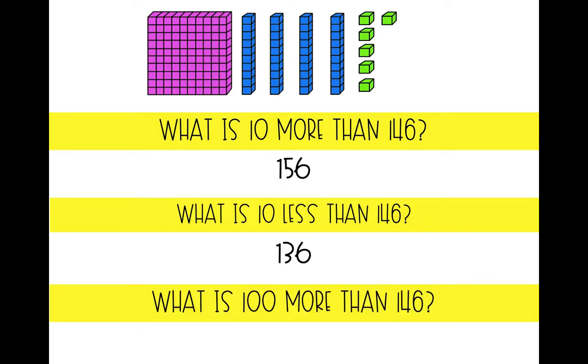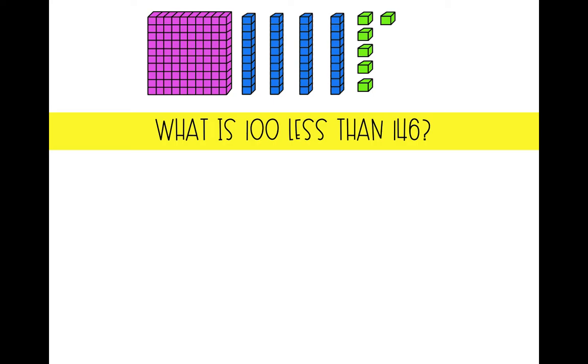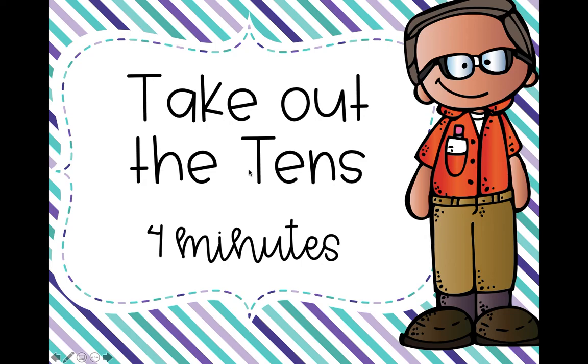What is 100 more than 146? Think about adding a hundreds block here, a hundreds flat. It would be 246. And what is 100 less than 146? Think of that as taking away this 100 flat. 100 less than 146 is 46. Great job, friends. Let's move on to taking out our tens.